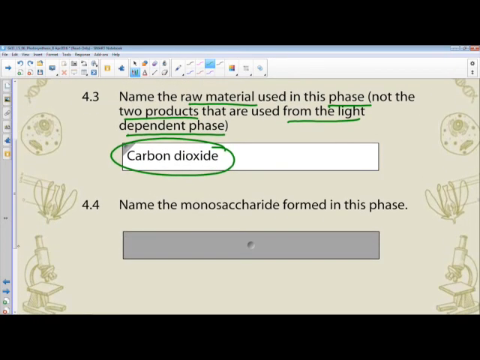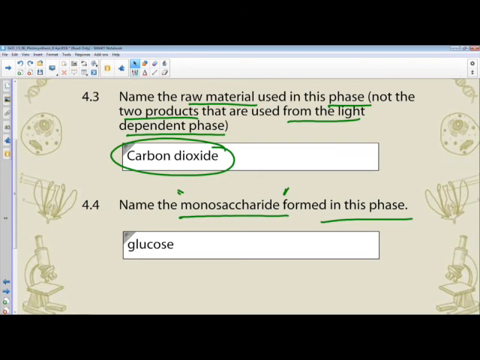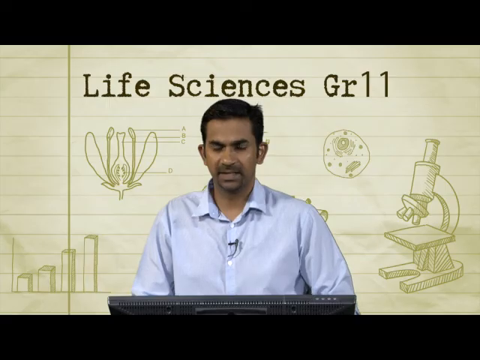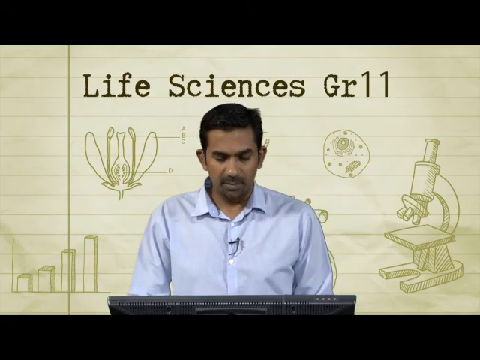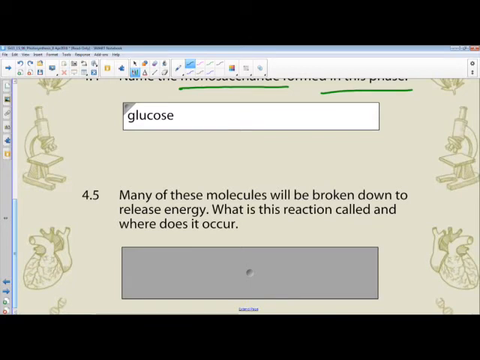4.4. Name the monosaccharide formed in this phase. Essentially it's asking what is produced in the light independent phase, and that monosaccharide, as we discussed earlier on, is the glucose molecule. That glucose molecule is the simplest sugar that the plant can actually produce. Cool. Let's look at the next question. Many of these molecules will be broken down to release energy. What is this reaction called, and where does it occur?